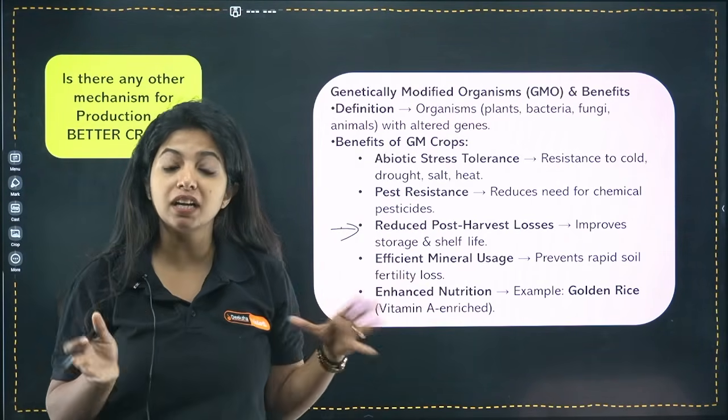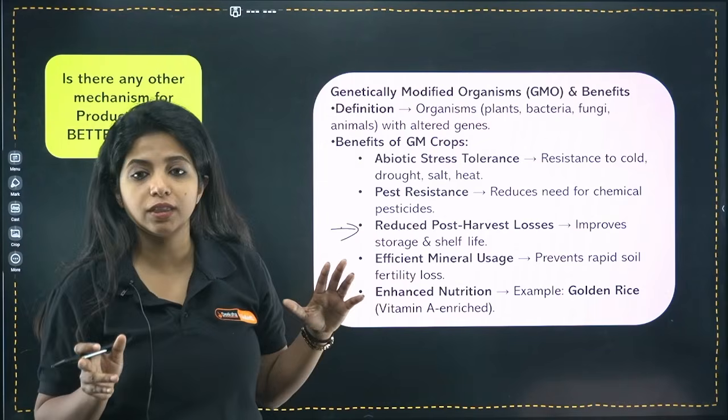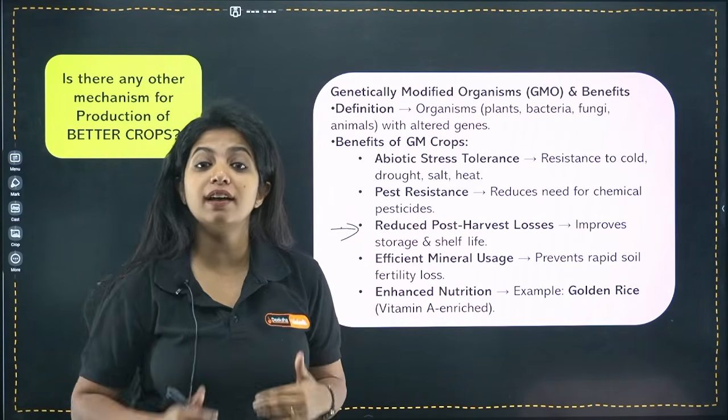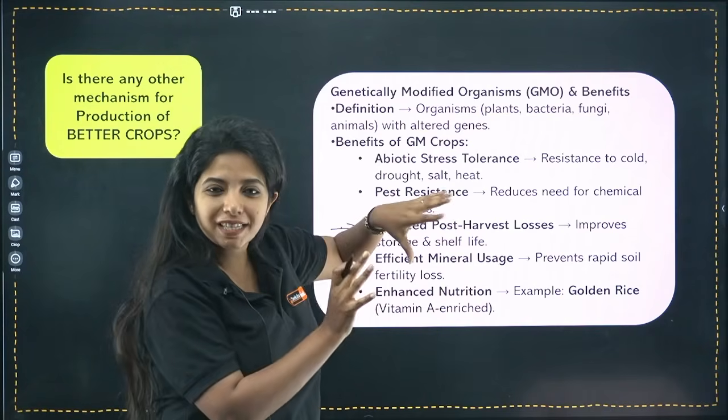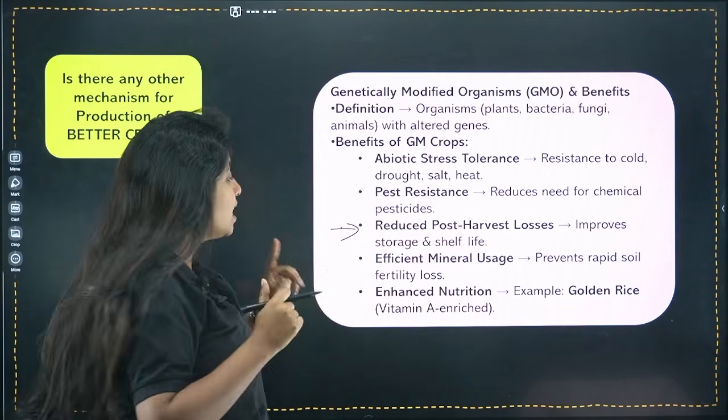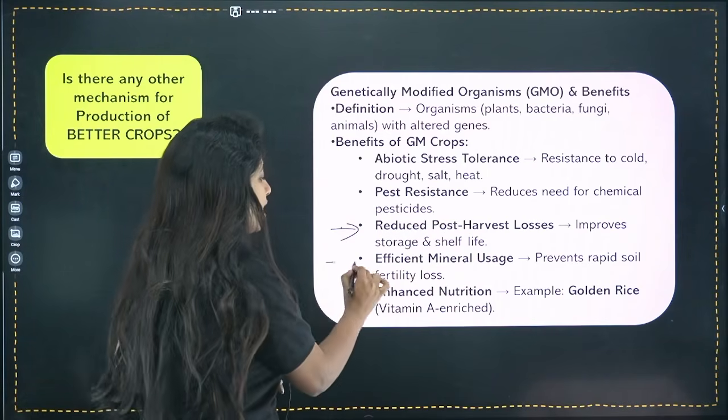So here in genetically modified plants, you will also be able to see that there is reduced post harvest loss. It improves the storage as well as the shelf life, as in you can keep it safe for a much longer time. That is what you mean by shelf life. Now efficient mineral usage, that is the next thing.